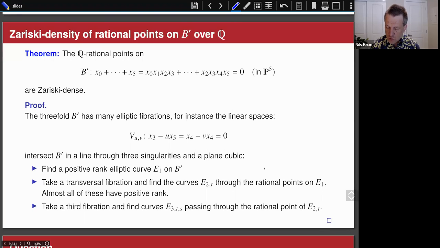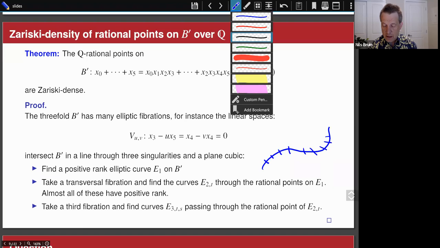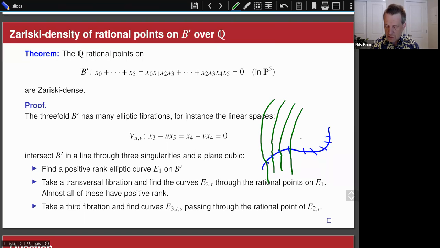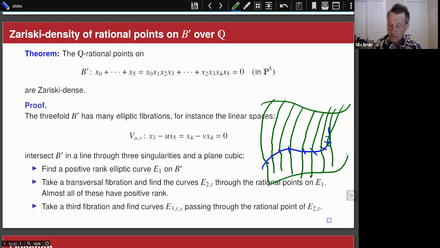And the idea is first you try and find one of those elliptic curves that has positive rank. So then you can find loads of rational points at least on that curve. Now, if you take another fibration that's transversal to this elliptic curve, you can take all the fibers that pass through those rational points. So that's going to give you something that's dense in a two-dimensional subvariety. Because you forced an extra point on these curves, these tend to have loads of rational points themselves again. And now you fill out rational points on a two-dimensional subspace.